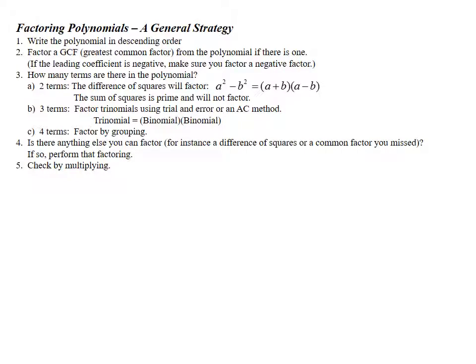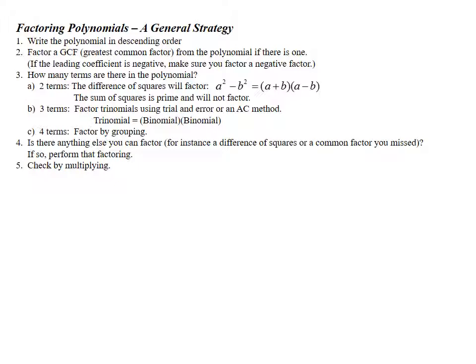We've now looked at all of the individual little techniques for factoring different types of polynomials. What we want to do now is put them all together in a general strategy. So what do you do no matter what polynomial you happen to be given? So here's a list of things to do, and I'll try to diagram it as we go.